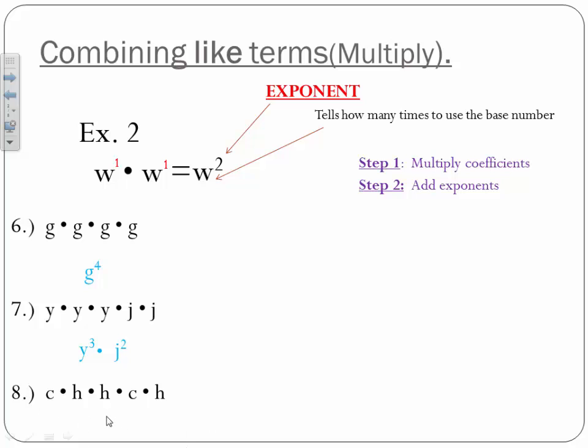It doesn't matter what order these guys go in. It's still going to work out the same way. I've got c squared because there's 2 of them. I've got h cubed because there are 3 of them. All right, time to crank it up a little bit.